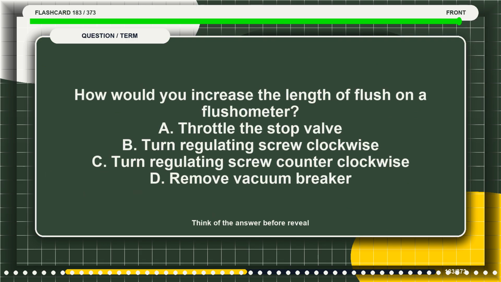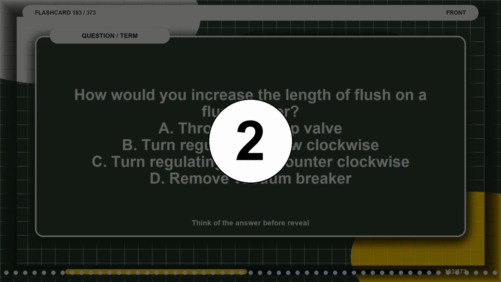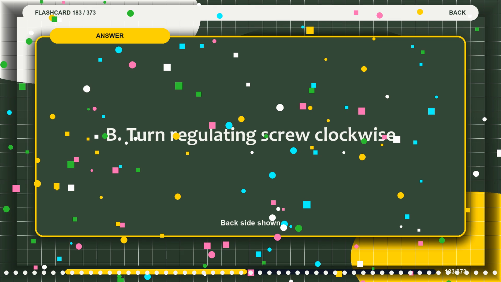Flashcard 183. How would you increase the length of flush on a flushometer? A. Throttle the stop valve. B. Turn regulating screw clockwise. C. Turn regulating screw counterclockwise. D. Remove vacuum breaker. Think of the answer before the reveal. The answer is B. Turn regulating screw clockwise.